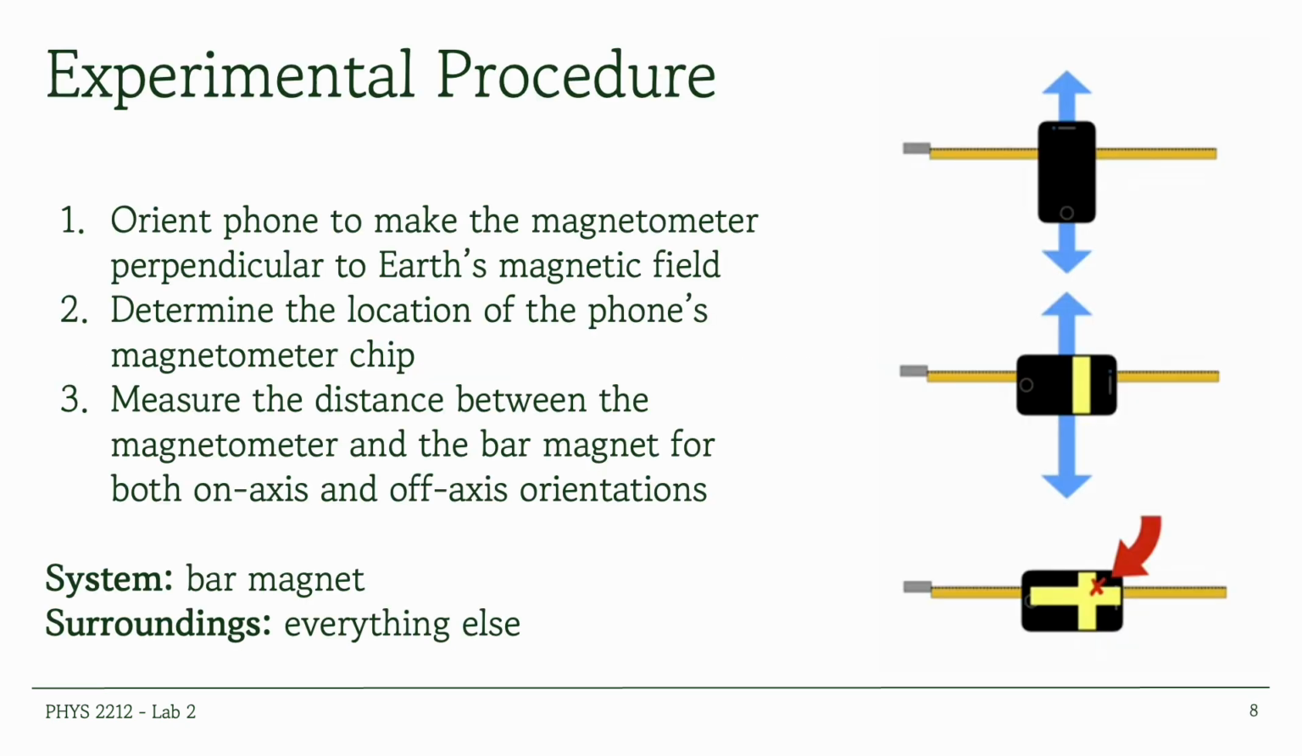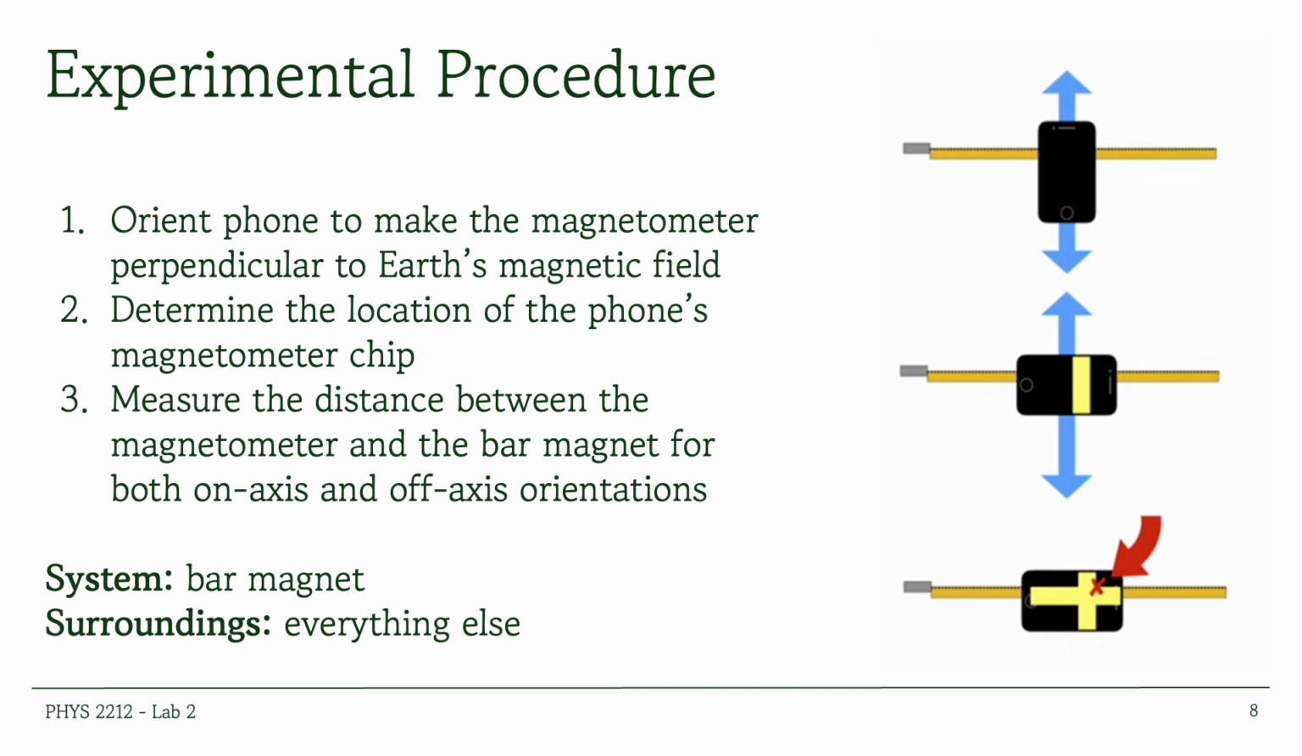For the experimental procedure, you'll first want to make sure to orient the phone's magnetometer perpendicular to Earth's magnetic field, which was done using an app, and then determine the location of the phone's magnetometer chip, and then lastly measure the distance between the magnetometer and the bar magnet for both on-axis and off-axis orientations.